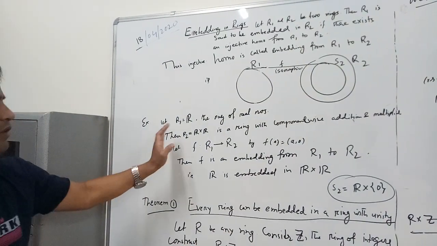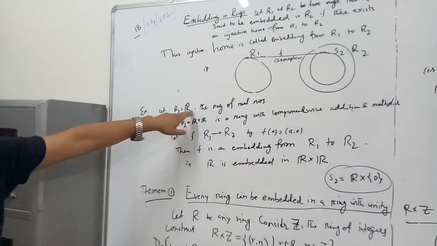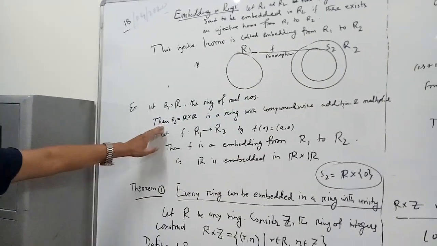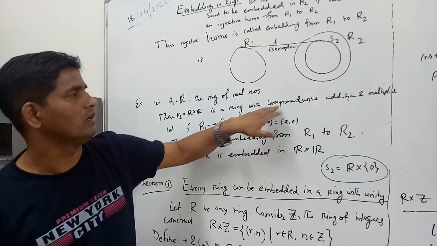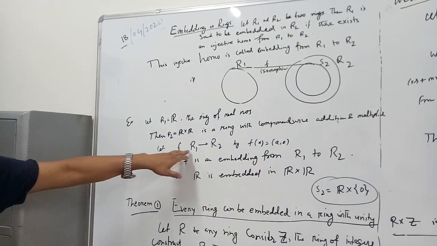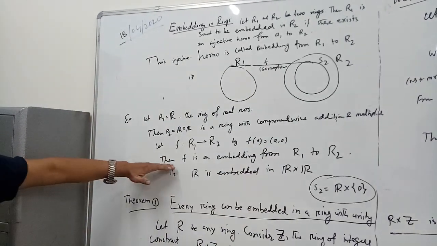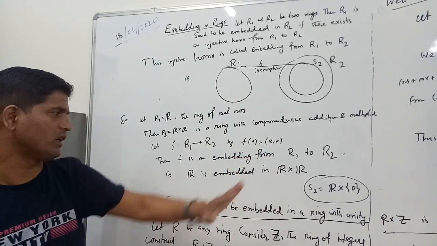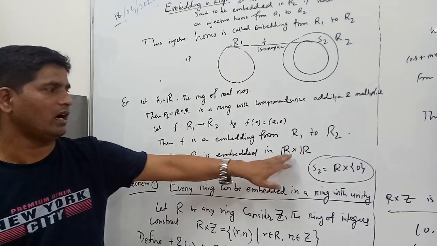For example, take R1 as R, the ring of real numbers, and R2 as R cross R. This is also a ring with component-wise addition and multiplication. If we define a map F from R1 to R2 by F(a) = (a, 0), then F is an embedding from R1 to R2. That is, we can say that R can be embedded in R cross R.